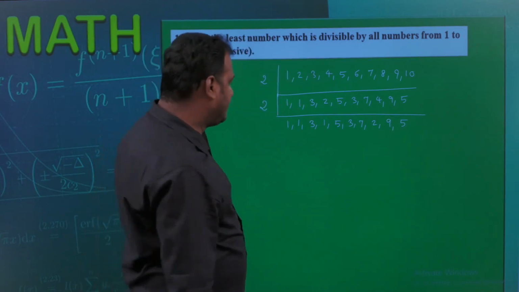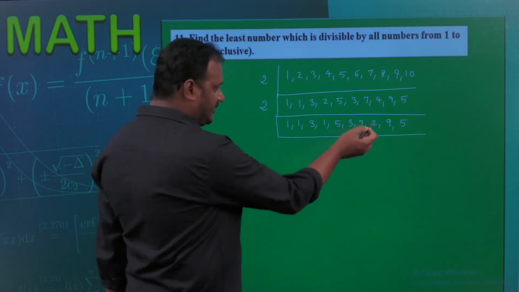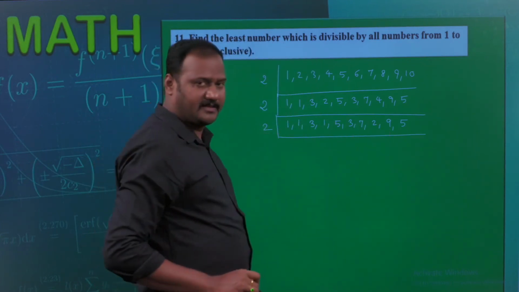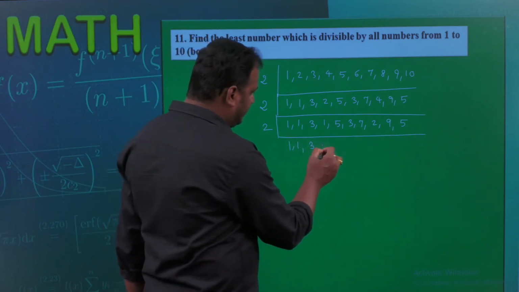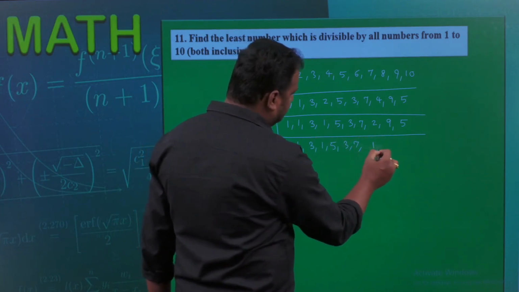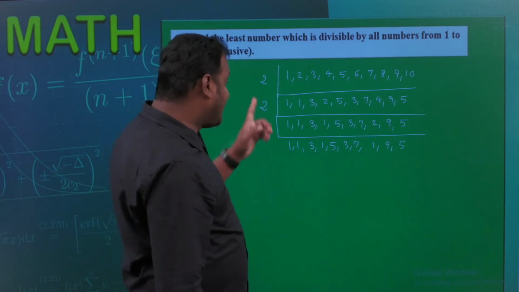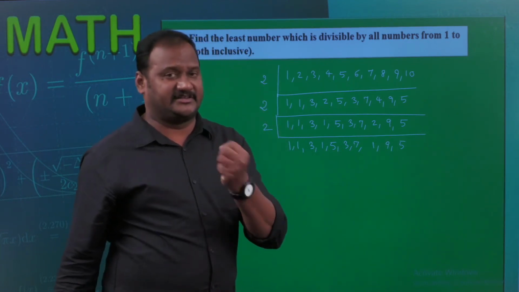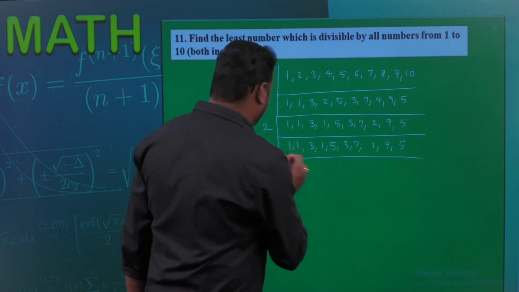Got it? Then I have one more 2 here, so I am going to write that 2 again. 1, 1, 3, 1, 5, 3, 7, but 2 ones are 2, and then 9, and then 5. Got it? After 2, what is the next number? Next number is 3. So some numbers are divisible by 3. I am going with 3 now.